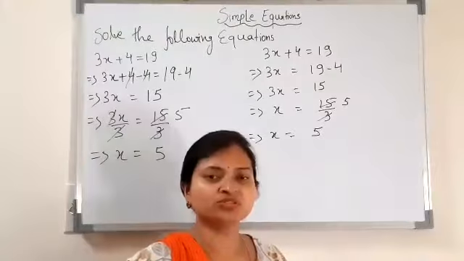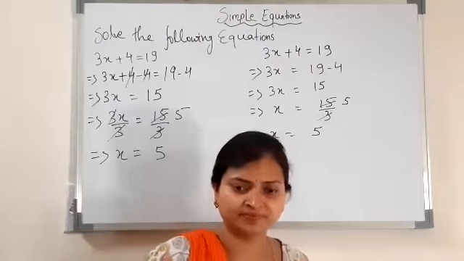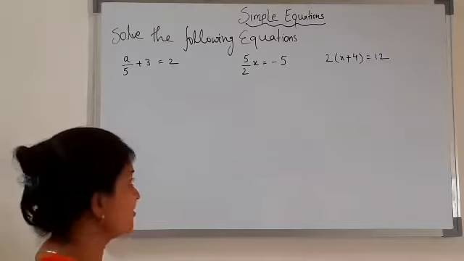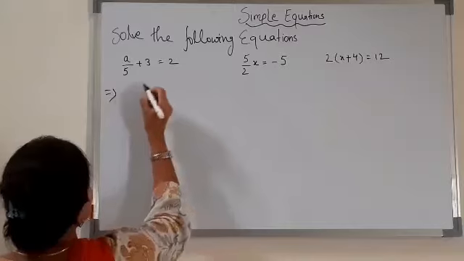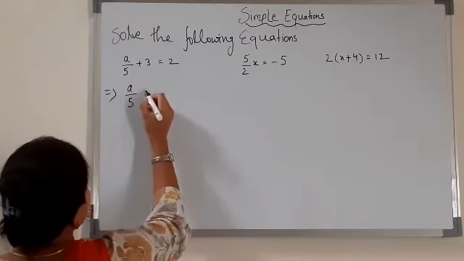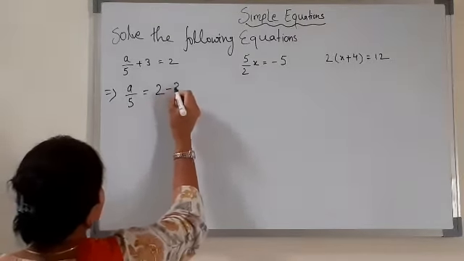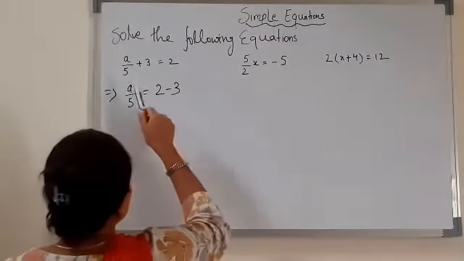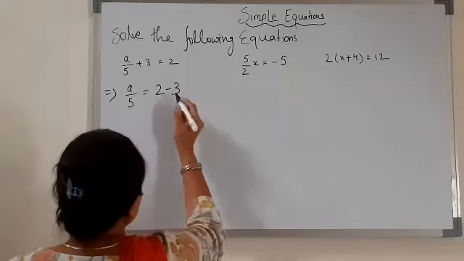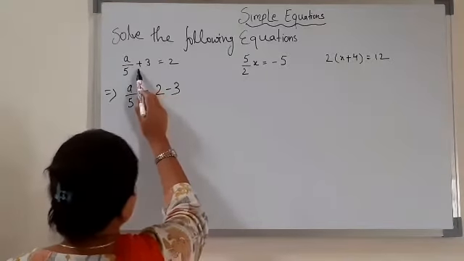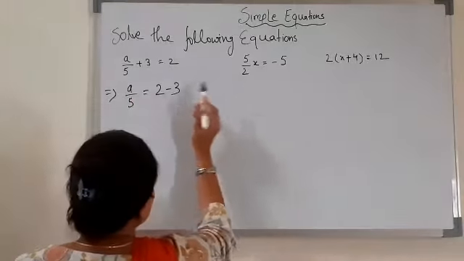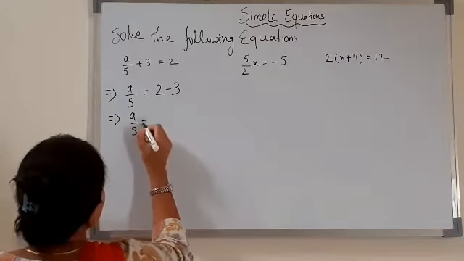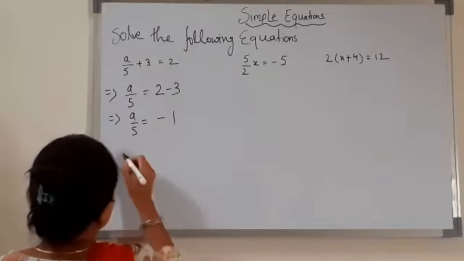Now let us do some more questions based on the transposing method. Welcome back. Now let us solve the following equation. Here it is a upon 5 will be equal to 2 minus 3. Now how has it happened? I have changed the side of 3 from left hand side to right hand side with negative sign. Why? Because this was positive. So when it comes to the other side, it becomes negative. So this will be a upon 5 is equal to 2 minus 3, which is minus 1.